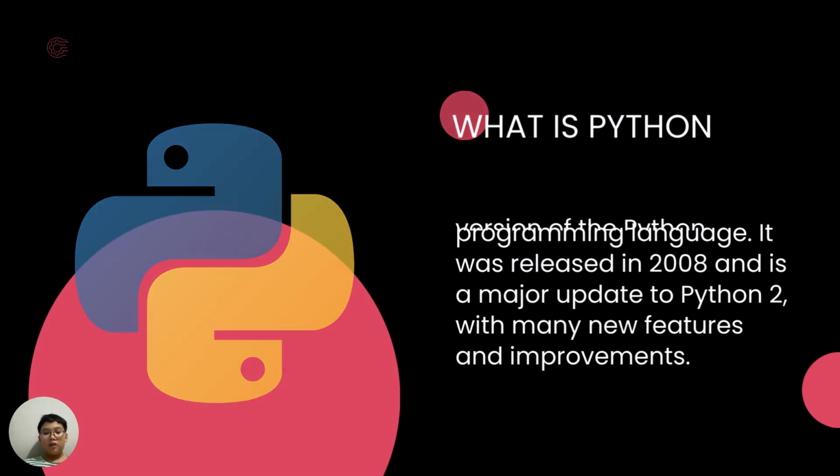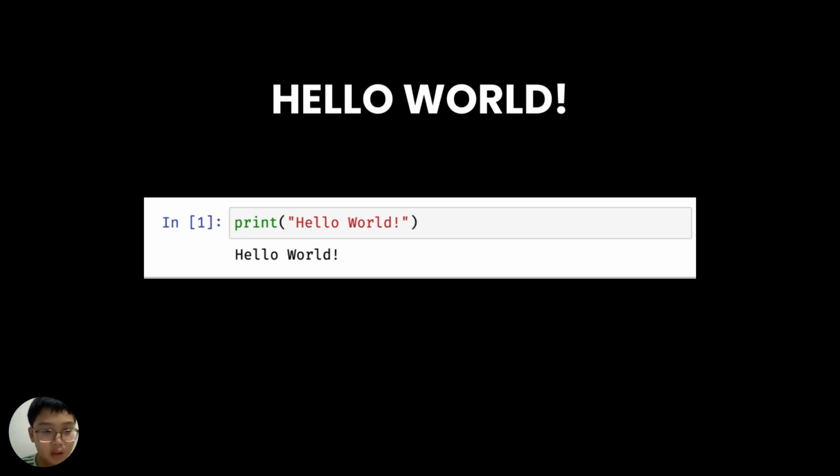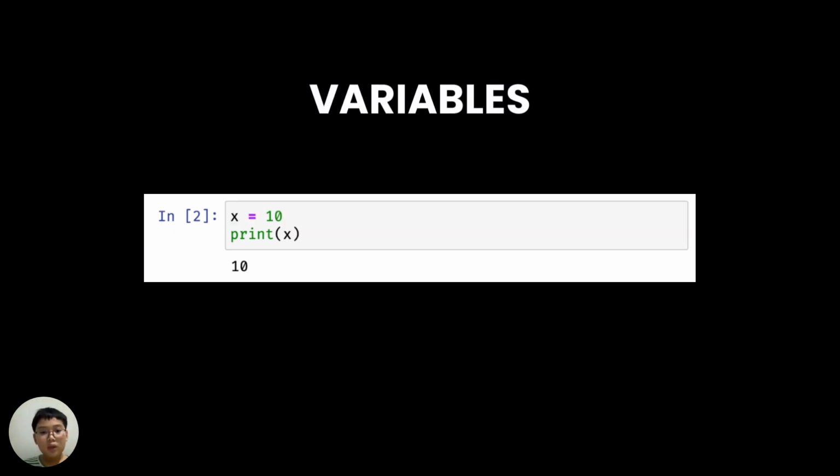In Python, it's just using the print function with hello world inside the arguments. So the output of this must be hello world. And then next, we are going to learn about variables. Here in variables, we are going to learn how to store a number inside a variable.